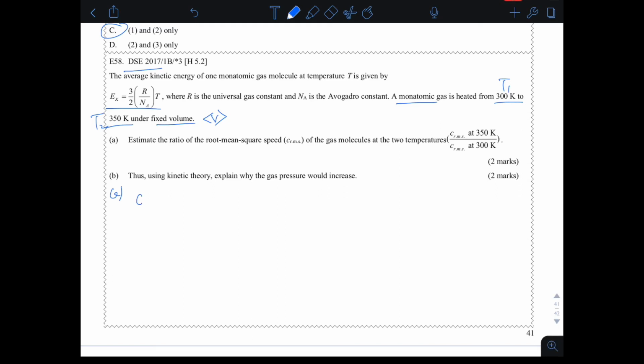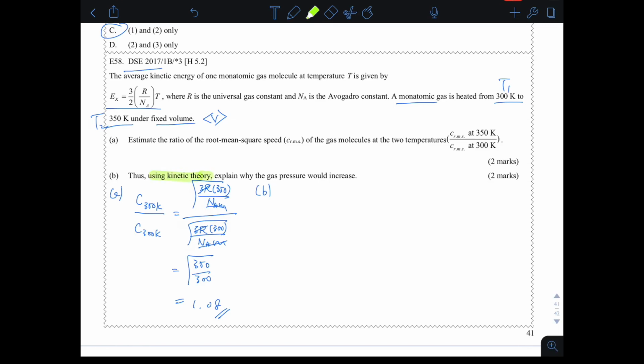Then we can be a little bit quicker to put in everything here. The C for 350 K over C for 300 K. We try to be quick to put in everything all in place. Then we have the square root of 3RT over N_A m, over 3R another T over N_A m. Then we directly simplify it by cancelling the similar stuff, and directly get the ratio to be 1.08. Okay?